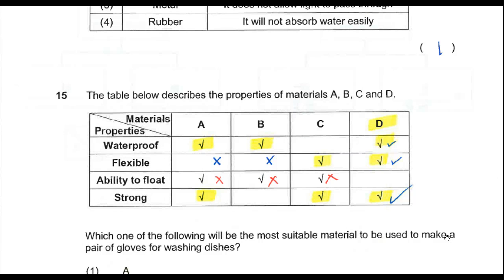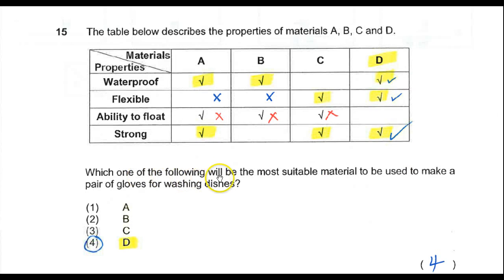15 over here. Right, on this table, which one of the following will be the most suitable material to make a pair of gloves for washing dishes? Now, for washing dishes, gloves must be waterproof. So we take a look here, waterproof. Okay, so it's either A, B, or D. Now let's take a look. A and B are not flexible, so A and B are not the choice. A glove must be flexible. C is flexible, but it's not waterproof. So C is not the choice, right? D must be the choice.